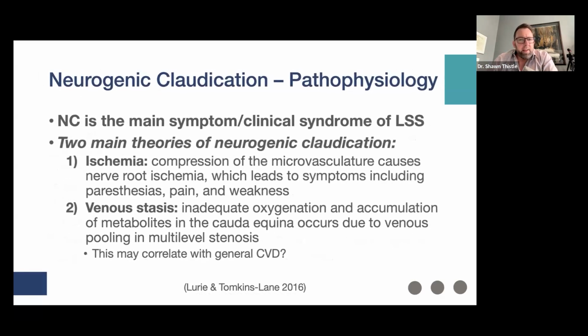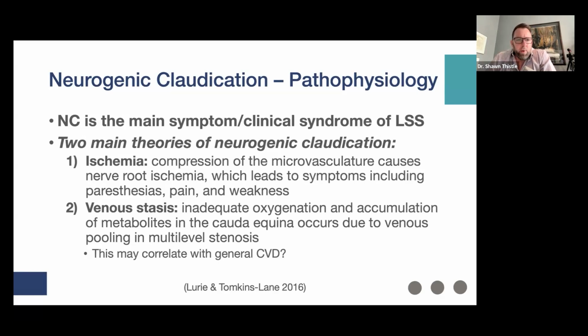Here it is. Some people get confused in the terminology with lumbar spinal stenosis versus neurogenic claudication. But if you think of it this way, it's a bit easier. Neurogenic claudication is the main symptom, or clinical syndrome, if you want to think of it that way, of lumbar spinal stenosis. So, in order to land on a diagnosis of lumbar spinal stenosis, you have to have the syndrome or the symptom of neurogenic claudication.